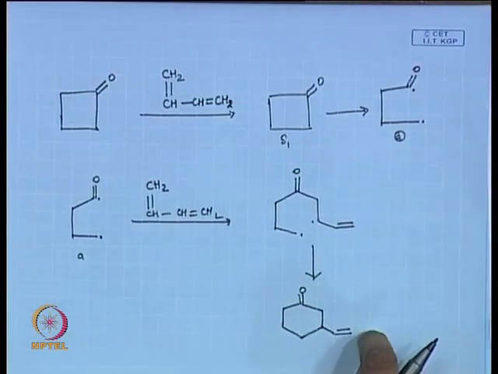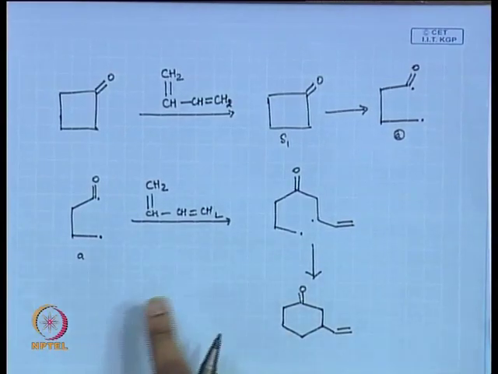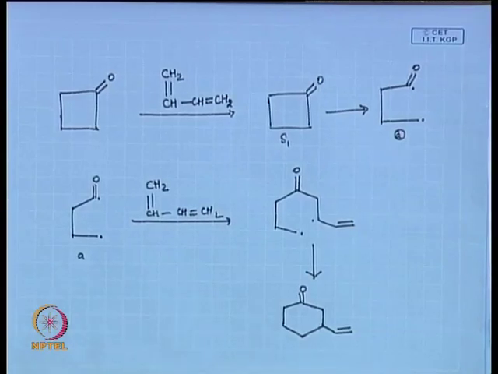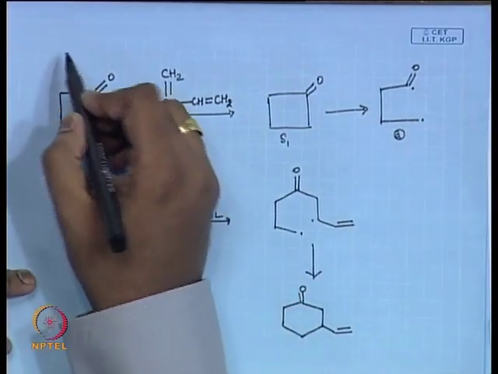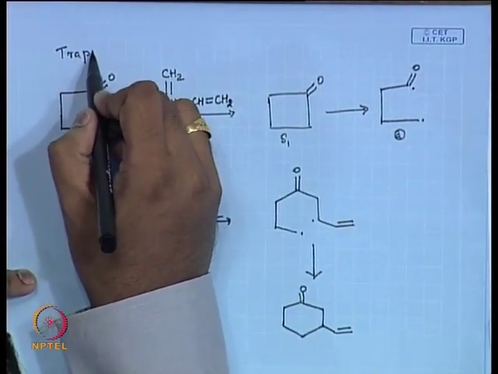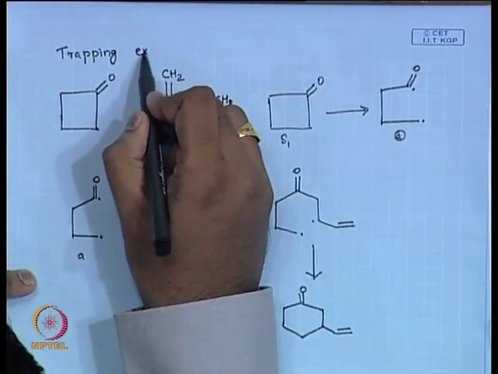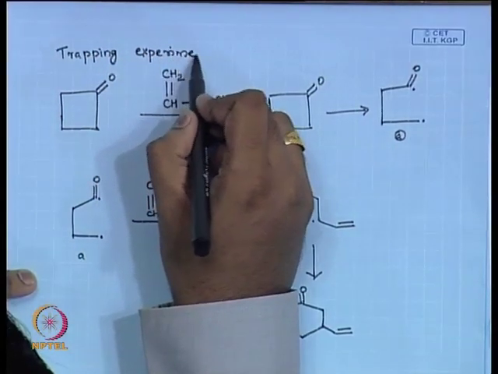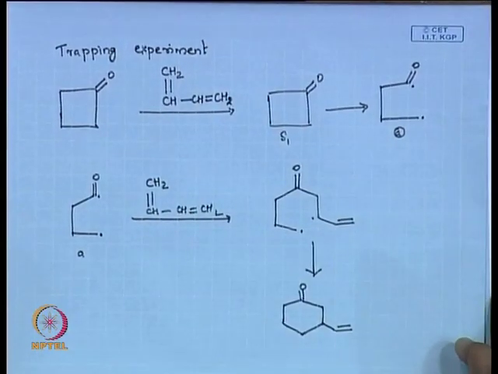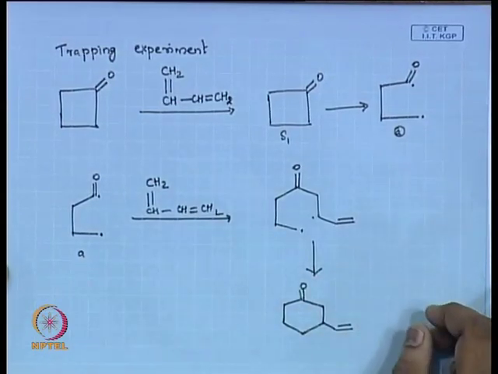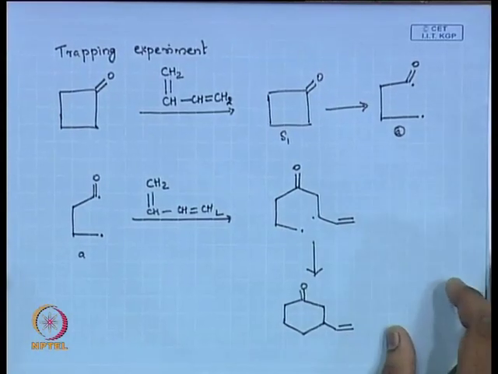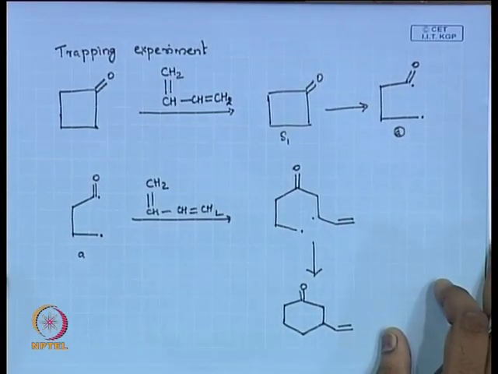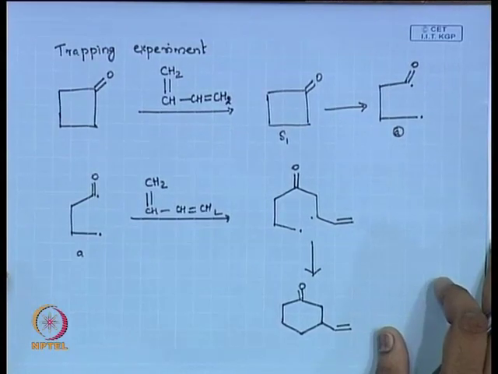See, this is a very good experiment, because I can say that I have trapped my 1,4-diradical. This is the best example for trapping. If someone asks, are you sure that you are getting a 1,4-diradical? Okay, this is a very good example. You take a cyclobutanone, add your alkene and you photolyze, you end up with your vinyl cyclohexanone, 3-methyl vinyl cyclohexanone, right. Very good trapping experiment.